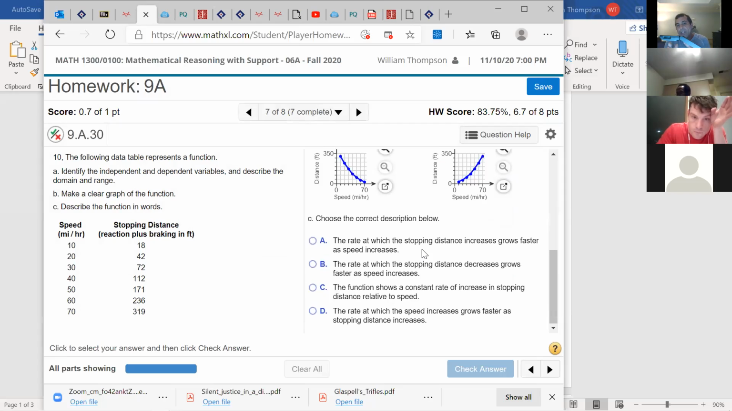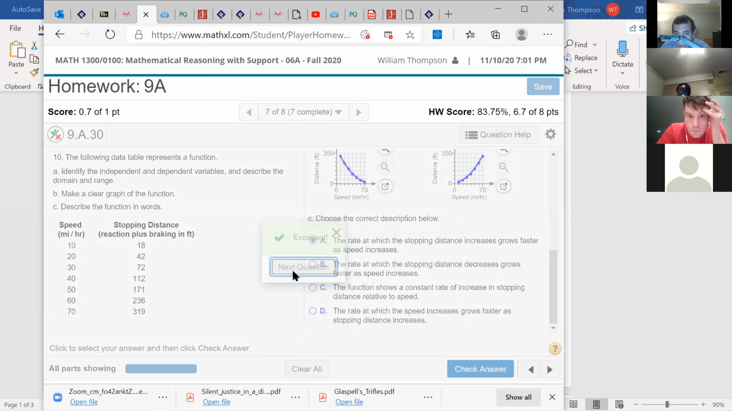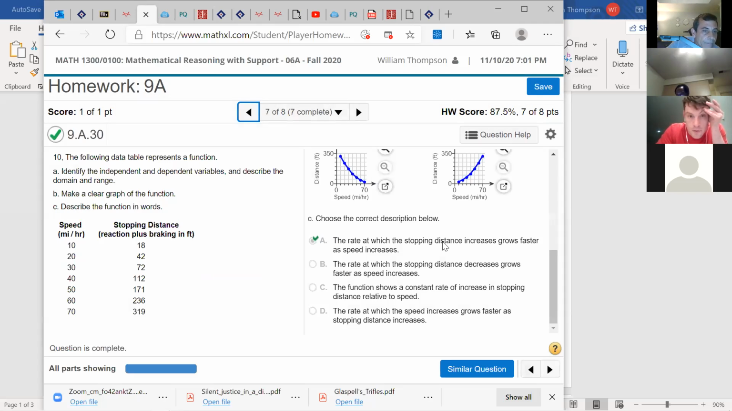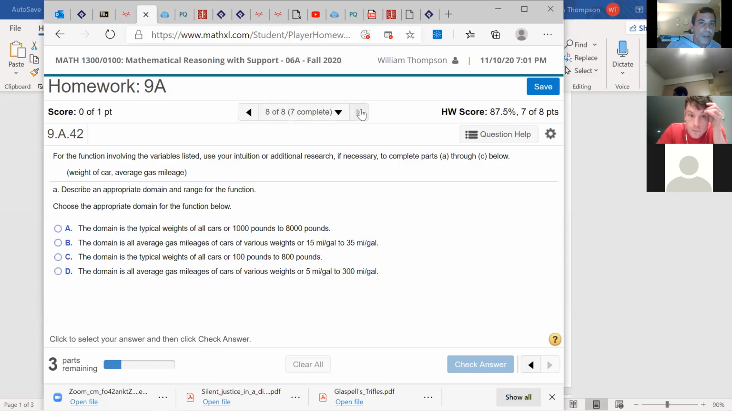So you just have to see, are they going up at the same rate, or is it a lot quicker? Let's see here. It said the rate at which the stopping distance increases grows faster, oh, well, that looks like it right there, doesn't it? This one's decreasing, what isn't decreasing. And this one, distance to speed was constant, which would be a straight line again. I can go back to that. So this is what it was. Good. So it looks like you just have one more to go and you're done.